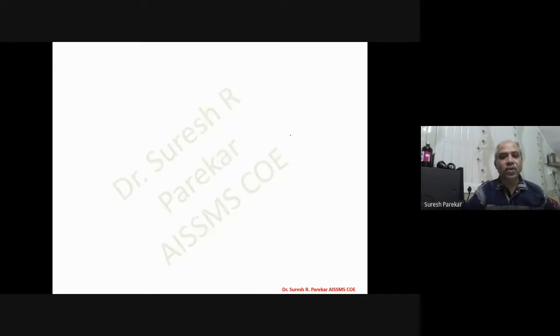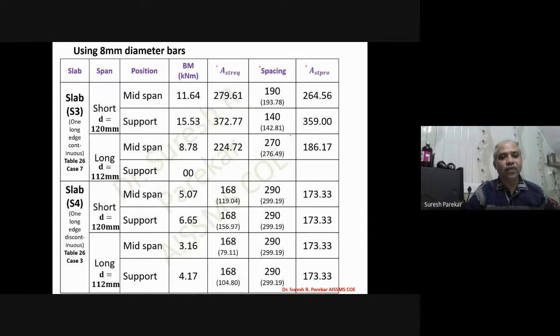Now if I switch over to slabs S3 and S4, then for S3 we have one long edge continuous, and for S4 we have one long edge discontinuous. From this we are going to get these values, and these values are tabulated again in this table. So you can take the values from the right side of this sheet. As we have this value as 0, automatically all the values over here are going to be 0.